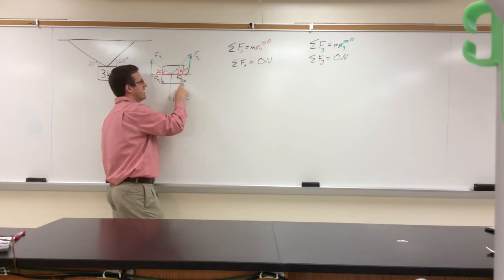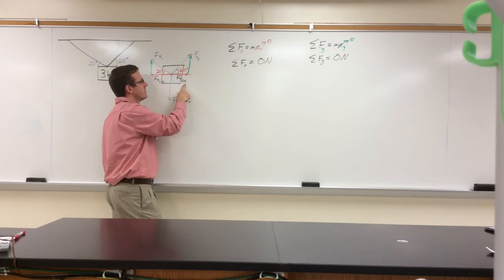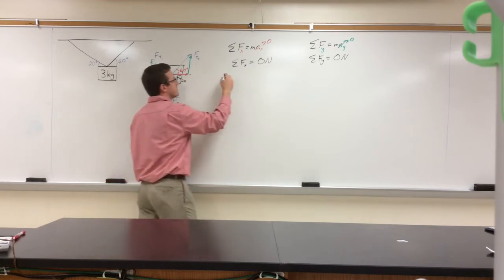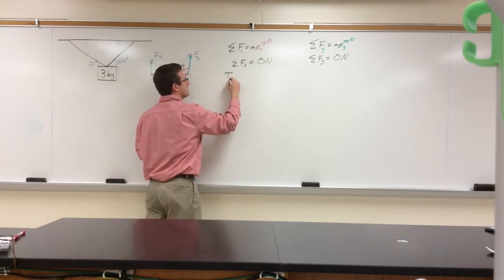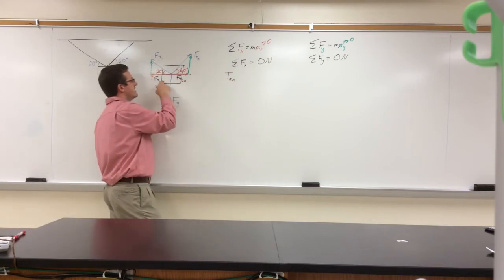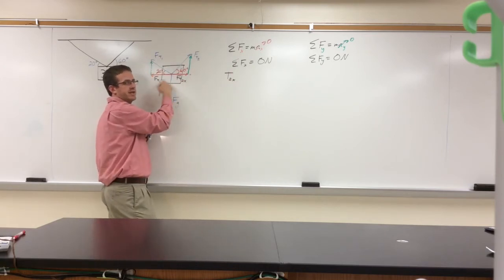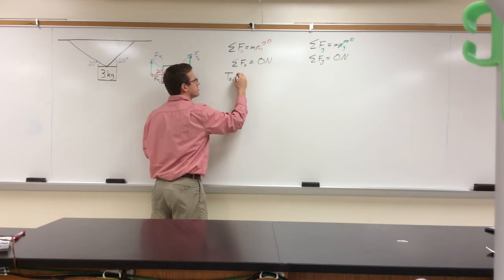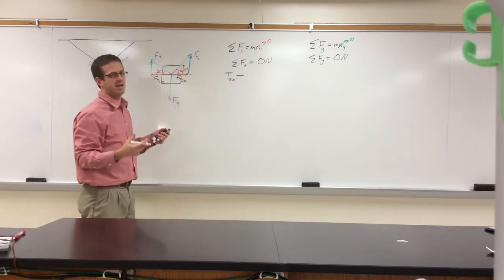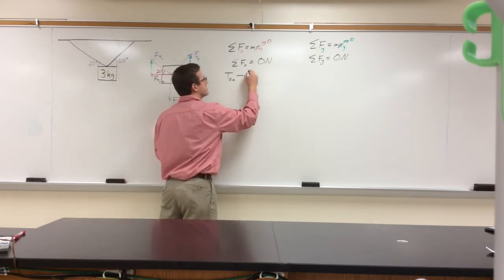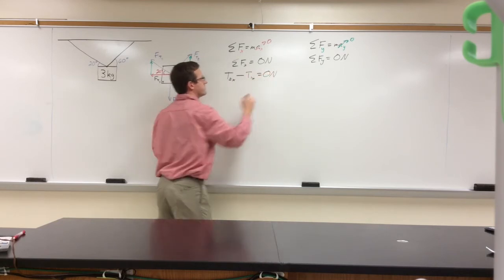I'm going to say that I've got tension 2 in the x direction, and that's to the right. And I've got tension 1 in the x direction, and that's to the left, so I'm going to subtract it. We're adding a negative because it's the opposite direction. So that's T1 in the x direction. And that still equals 0 newtons.